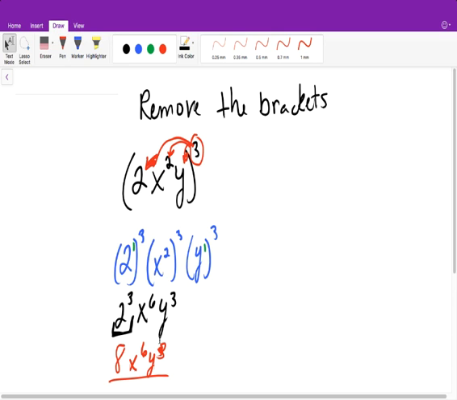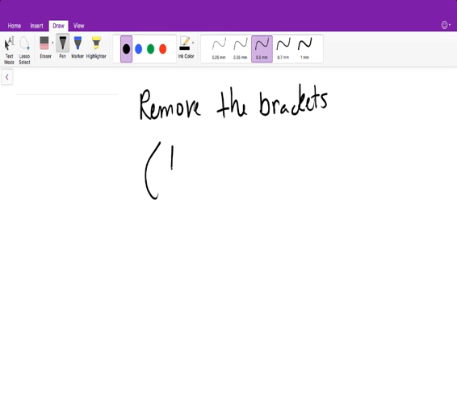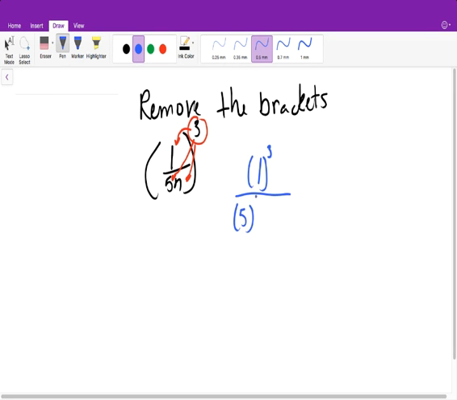All right, let's move on to the next problem. The next question for that section was 1 over 5n raised to the 3rd power. And the same thing as before, this power needs to be distributed to every single coefficient or every single variable. So the 1, the 5, and the n. So we can rewrite this as 1 to the 3rd power over 5 to the 3rd power times n to the 3rd power.